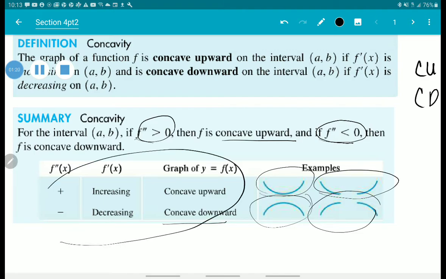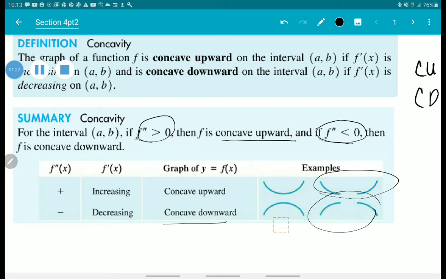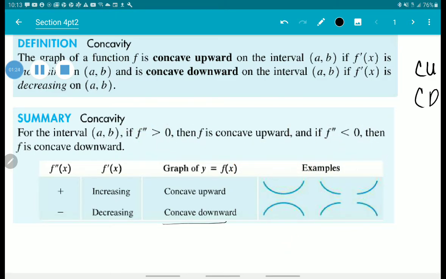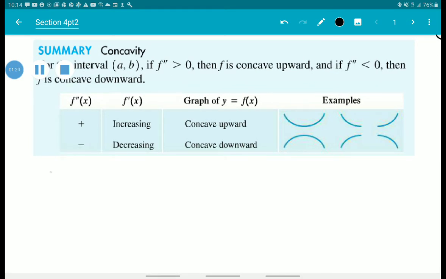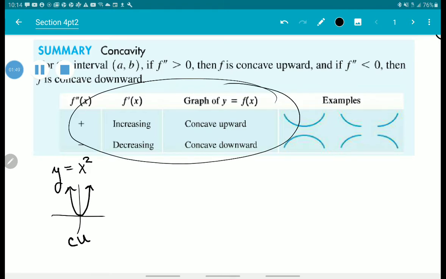To demonstrate what's going on in this table, I'm just going to use a really simple example, one of those parent functions from 171 that we're all familiar with. Let's talk about y equals x squared. We know what this graph looks like. This graph is open upward, looks like this. It's a quadratic. We know that this is concave up.